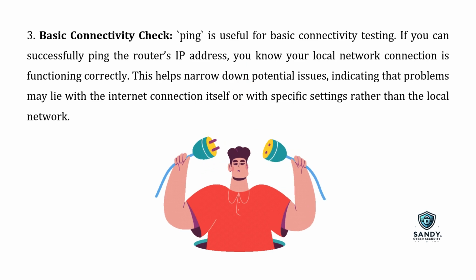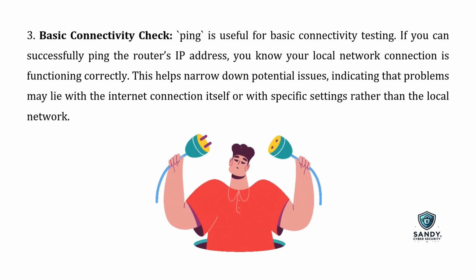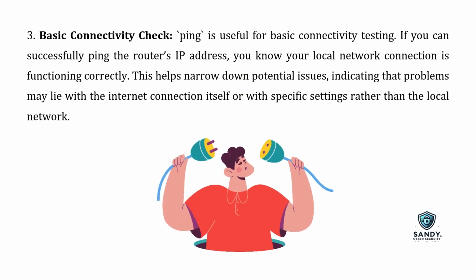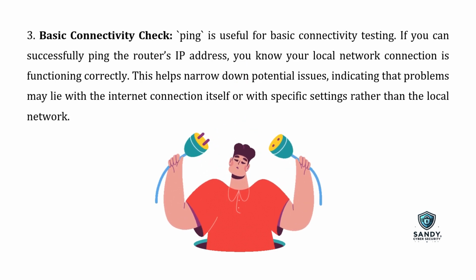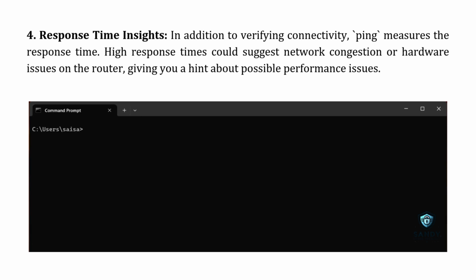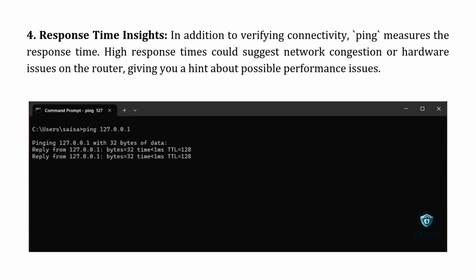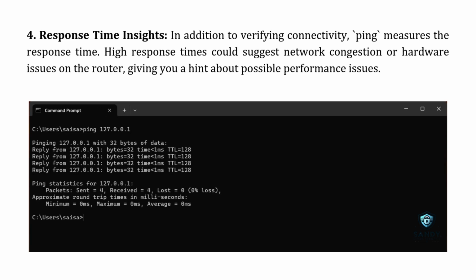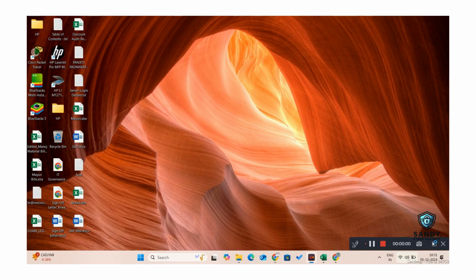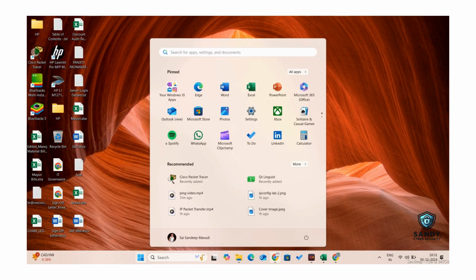3. Basic connectivity check. Ping is useful for basic connectivity testing. If you can successfully ping the router's IP address, you know your local network connection is functioning correctly. This helps narrow down potential issues, indicating that problems may lie with the internet connection itself or with specific settings rather than the local network. 4. Response time insights. In addition to verifying connectivity, ping measures the response time. High response times could suggest network congestion or hardware issues on the router, giving you a hint about possible performance issues. To use ping, you can open a command prompt or terminal and type something like this.